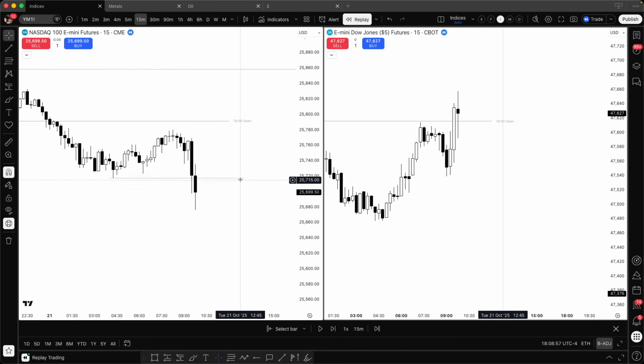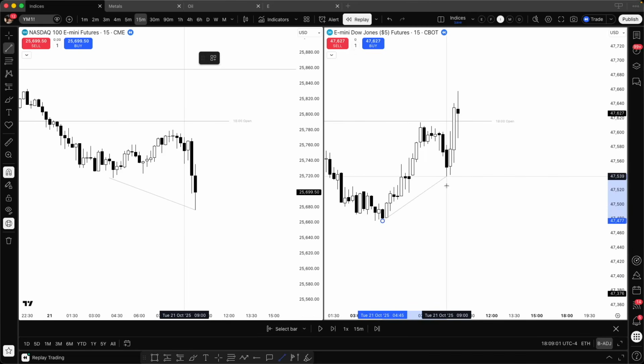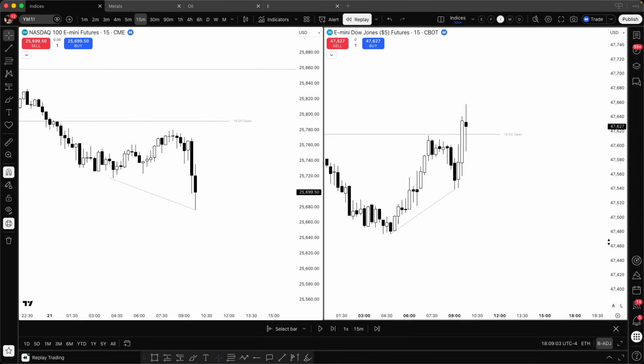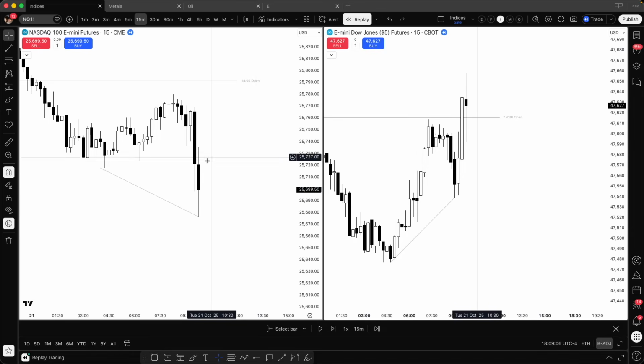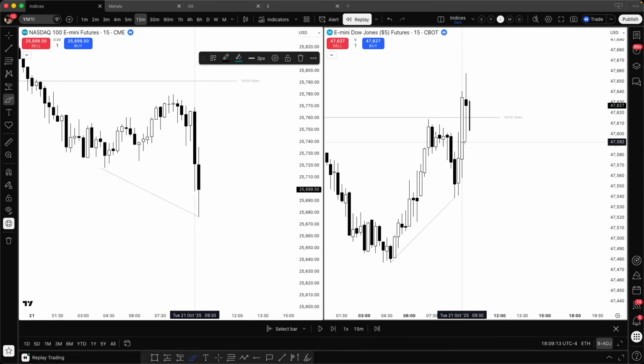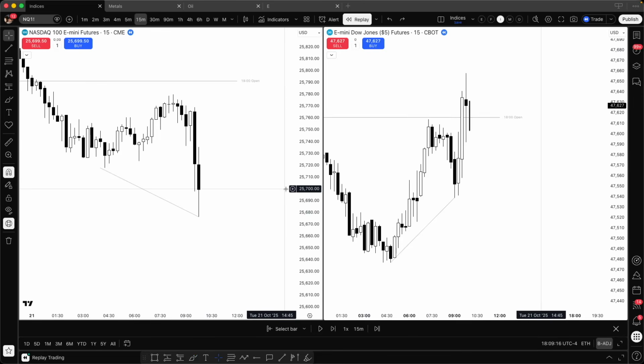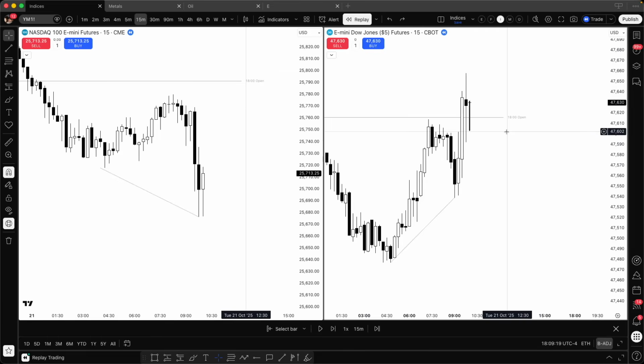Now what do we need, right? Obviously we do have this first stage SMT right here at the low with that manipulation. Now what do we need? We need a second stage. We need a synchronization. So what do I want to see here? I want to see YM sweep out a low while NQ keeps this low open. That is very, very preferable, and that is exactly what we get in this next candle.